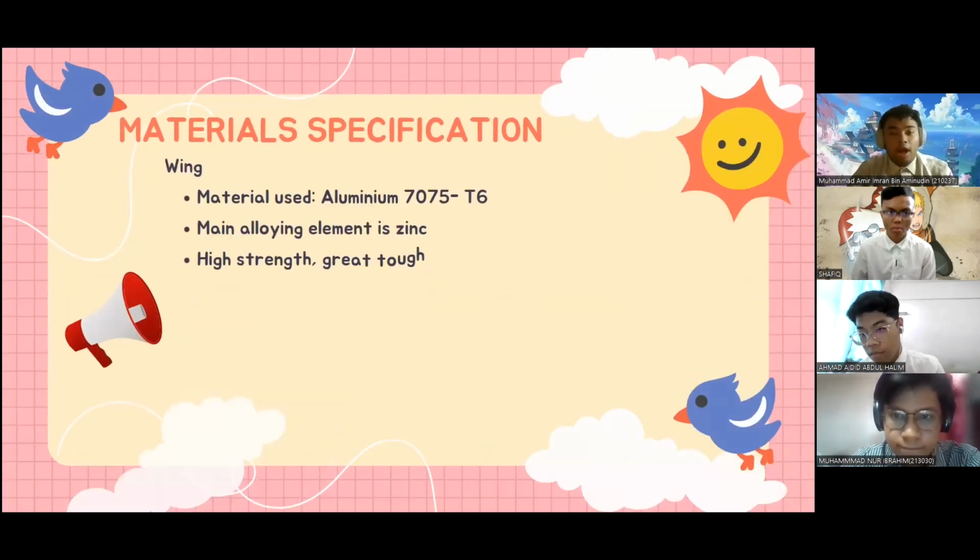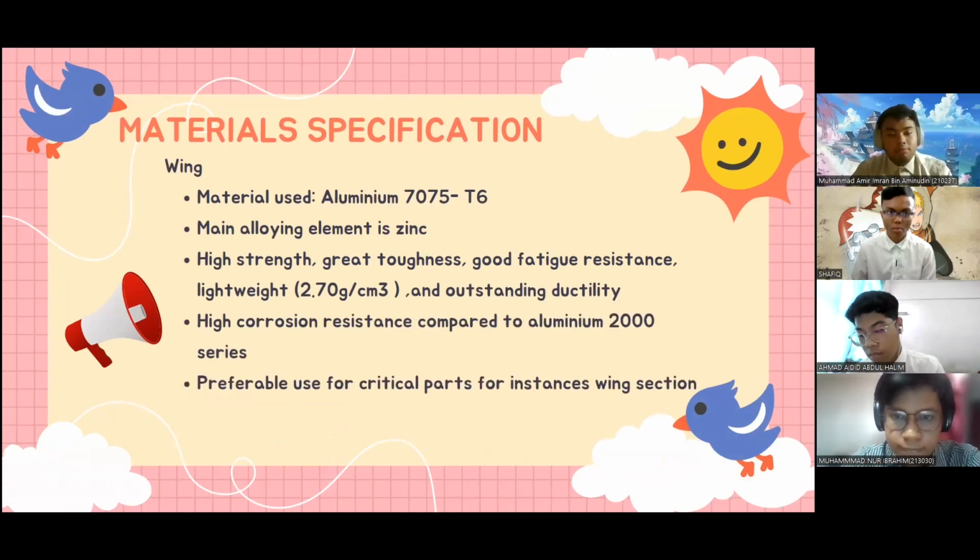Next, our wing. The wing material used is aluminum 7075 T6. The main alloying element is zinc, with high strength, good toughness, good fatigue resistance, light weight of around 2.70 gram per centimeter cube, and outstanding ductility, which allows welding and varied shapes. It has high corrosion resistance compared to the aluminum 2000 series, and is preferably used for critical parts, for instance the wing section.